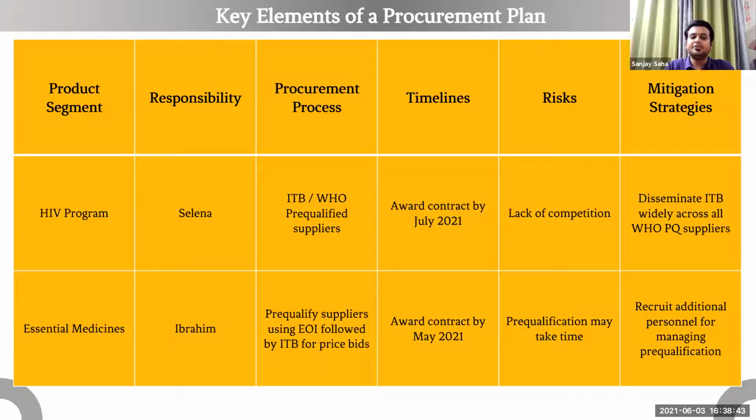I'm just taking these examples which are on the screen. If you are doing procurement for essential medicines, then you may need to do your own pre-qualification, which may take its own time. So how do you reduce that time? There are certain risks that you need to keep in mind and find mitigation strategies for them.